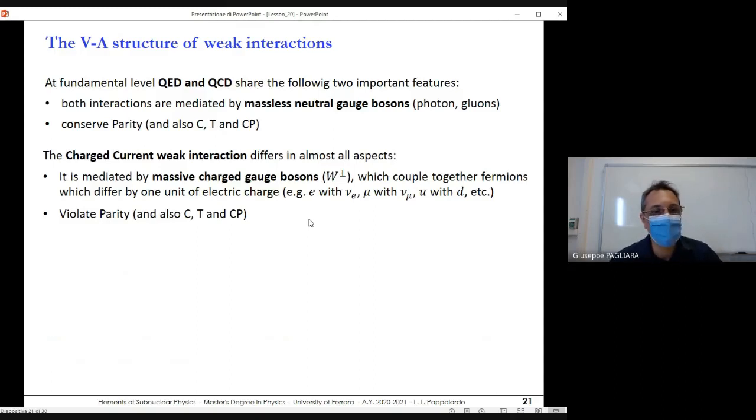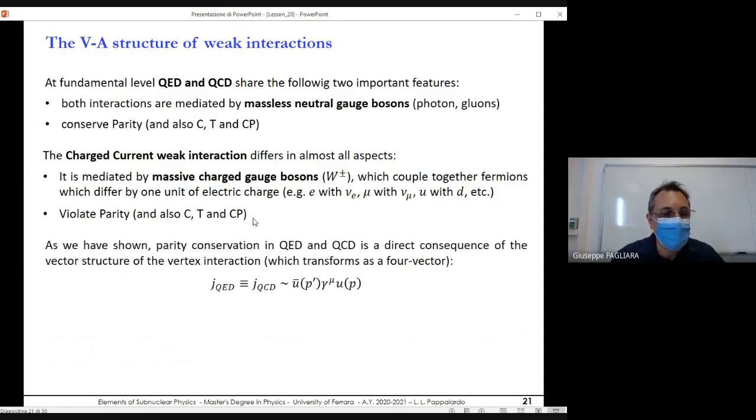First of all, they are mediated by massive charged bosons, the Ws, so they are massive and also charged, which couple together fermions which differ by 1 unit of electron charge, as we saw, and they violate parity and also C, T, and CP. Okay, so everything is different here.